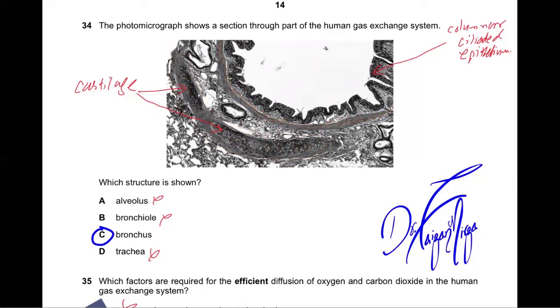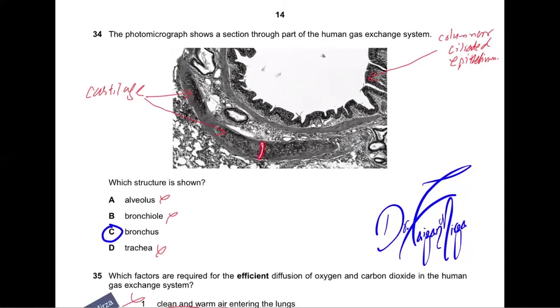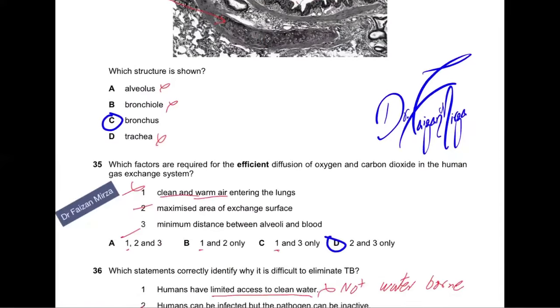But anyhow, what structure is shown? Is it an alveolus? No, it cannot be an alveolus. Is it a bronchiole? It cannot be a bronchiole because the cartilage is shown there. It could either be a bronchus or trachea. Is it a bronchus or a trachea? It is not trachea, it is bronchus. Why? Because you can see that the cartilage is thin. The cartilage is not very thick here. Plus, these foldings in the ciliated epithelium are also evidence of this.